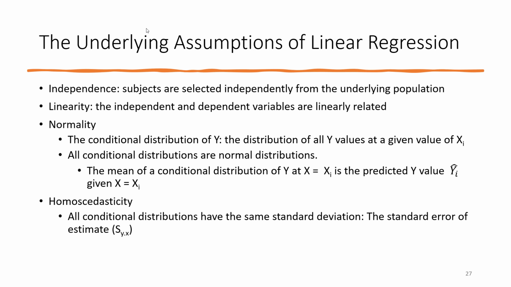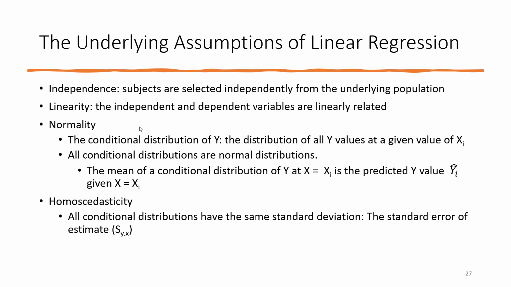Here, I would like to discuss the underlying assumptions of linear regression. On this slide, I listed 4 underlying assumptions. Number 1, independence. It means that all subjects in the regression study must be selected independently of each other. This is not something we can control statistically.